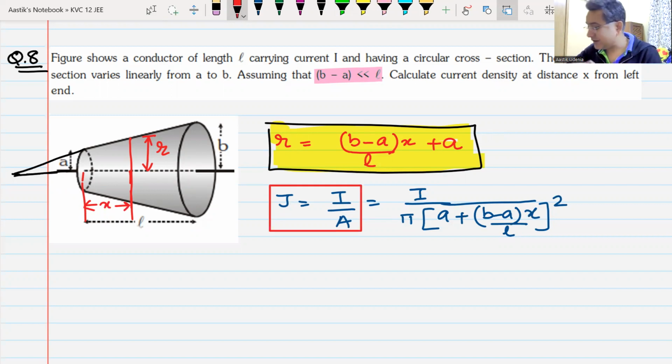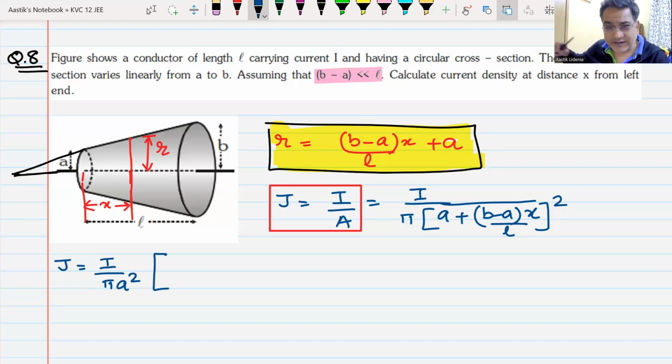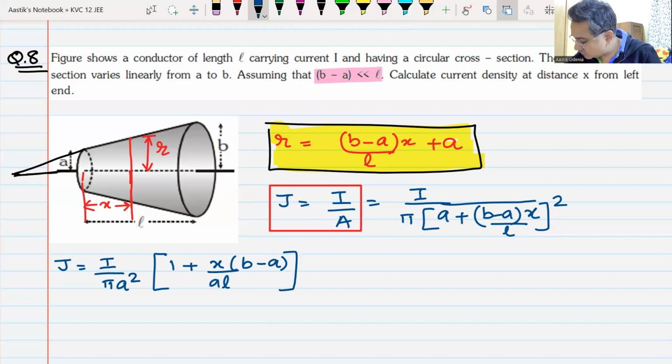Now I can move ahead and do some mathematics here. What I am going to do, I am going to write J as I by pi. And I will take A square common. Whatever remains will be in the bracket, and I've taken that bracket on the numerator. So it looks like this: 1 plus x by AL into (B minus A), raised to the power of minus 2. Do we understand how I've done this?